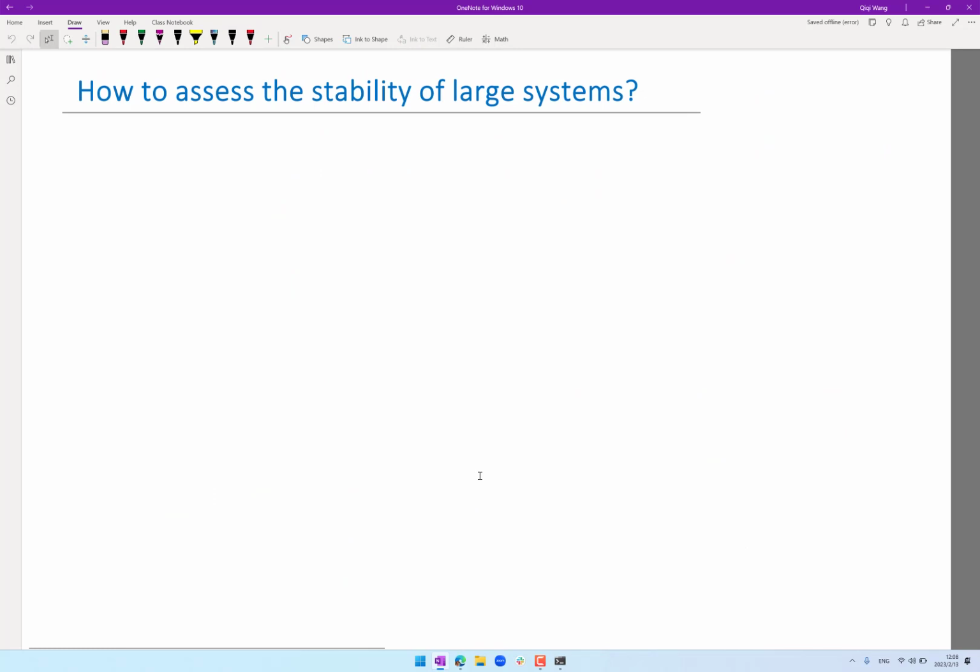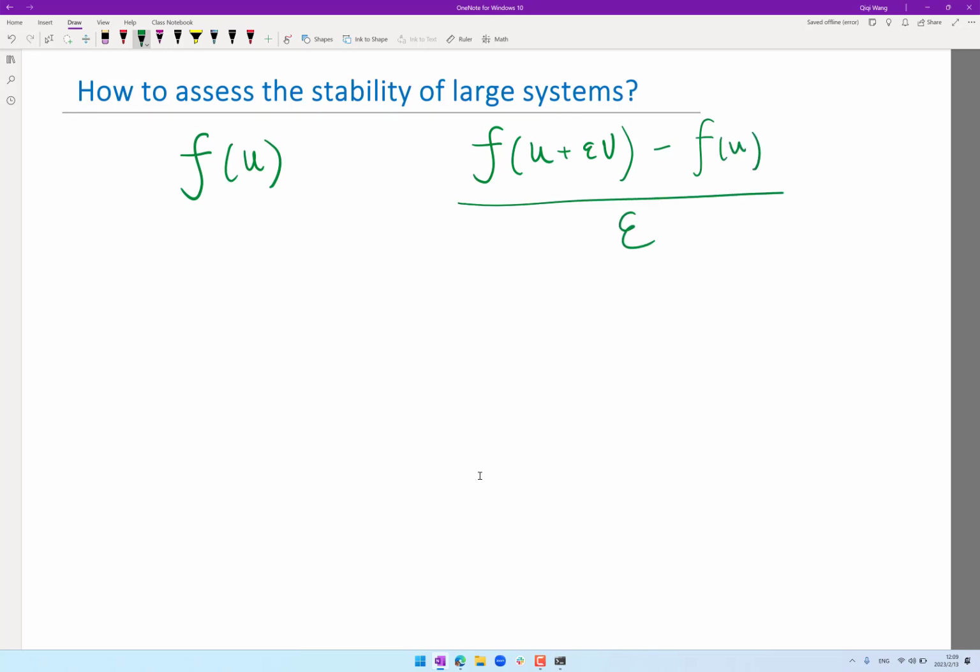How do you assess the stability of large systems? Now imagine you have a function f of u. Imagine you are able to compute f of u plus epsilon v, minus f of u, divided by epsilon. When epsilon is very small, that approximates df/du at this u location times v. Again, that's our first order Taylor series expansion.